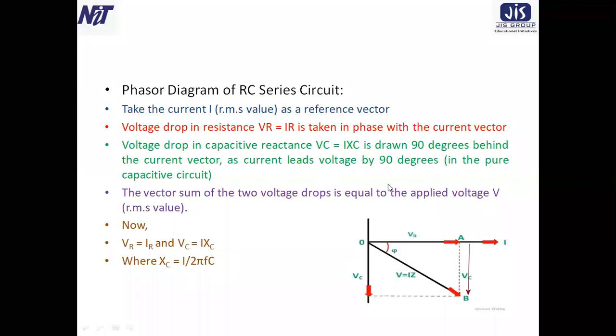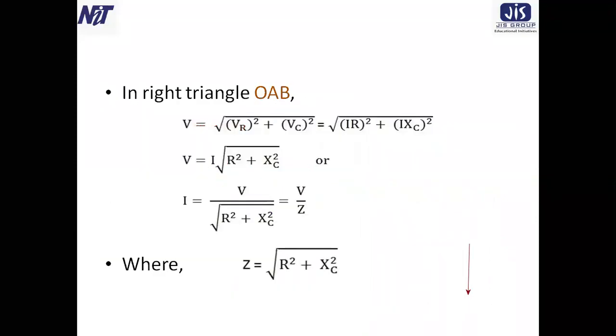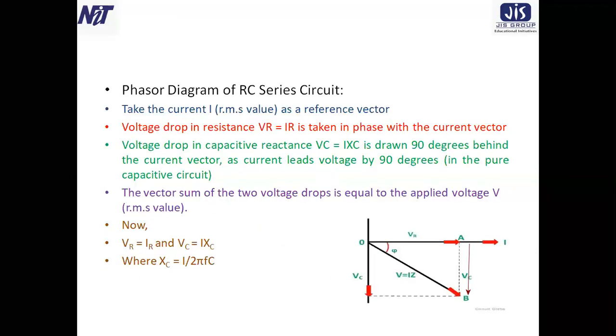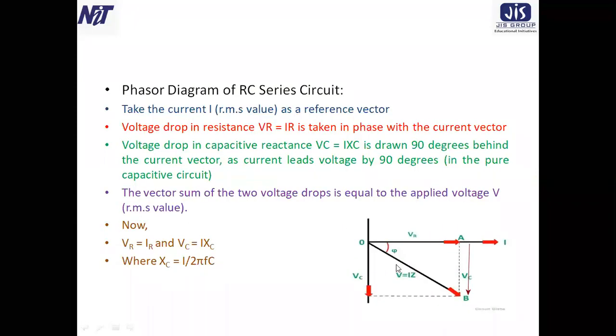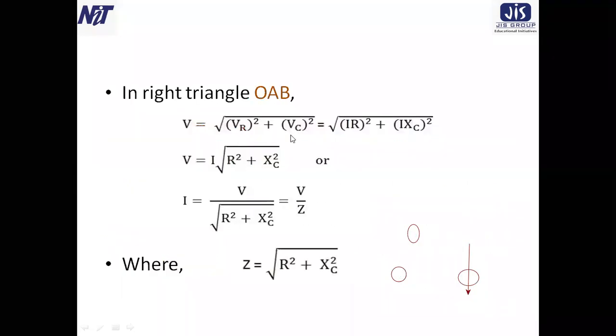Next, we are going to find the impedance, or you can say that if you have to find the current from this phasor, then how to find it. For that, we need to consider the OAB triangle. In the right triangle OAB, using the Pythagoras formula, OB square equals AB square plus OA square. That means V square equals VR square plus VC square, so V equals root over VR square plus VC square, which is written here.